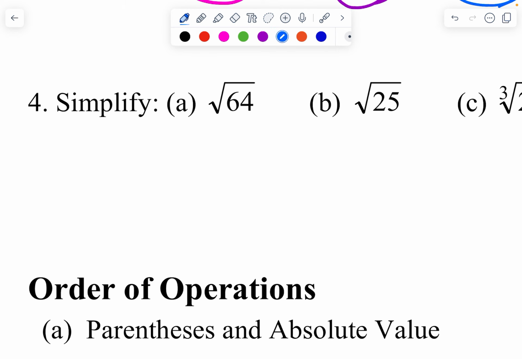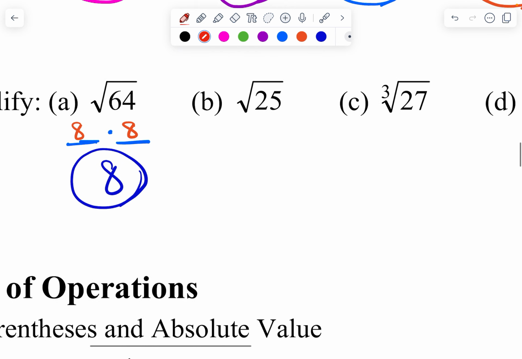So part A is a square root. So one number times itself, right? So 2 little blank spots has to equal 64. 8 times 8 is 64. Final answer, so root of 64 is 8. Please do not write down that the square root of 64 is 8 squared. That is incorrect.